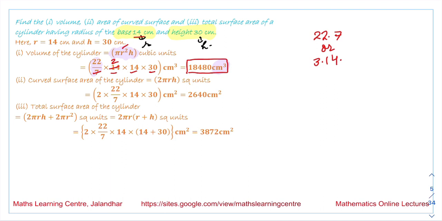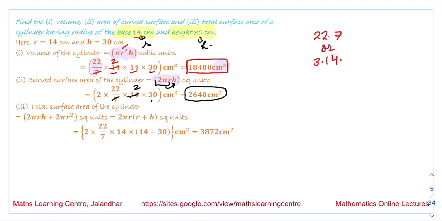Similarly, we have to calculate the curved surface area. The formula we know is 2 pi r h. How do we remember this? 2 pi r is the circumference of the circle and we multiply it with h. So the answer is 2 into 22 by 7 into 14 into 30. Again, these two get cancelled. And when you multiply these values, you will get the answer 2640 centimeter square.